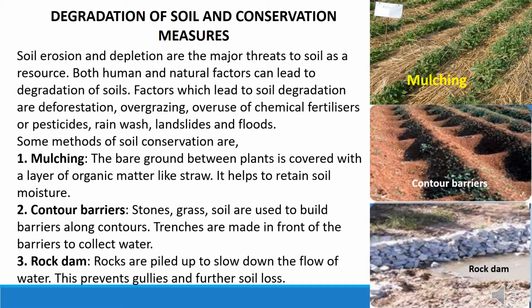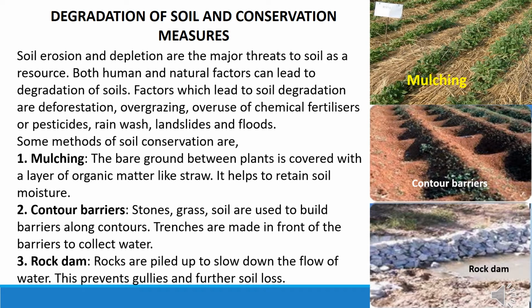The second one is a contour barrier, where stones, grass, and soil are used to build barriers along the contour, and trenches are made in front of the barrier to collect the water. You can see that from the picture given there, contour barriers. A barrier is the one where they don't allow the water to pass through. Okay, so that is the barrier. They don't allow the soil to erode. So those contour barriers are either made with stones, grass or soil itself.